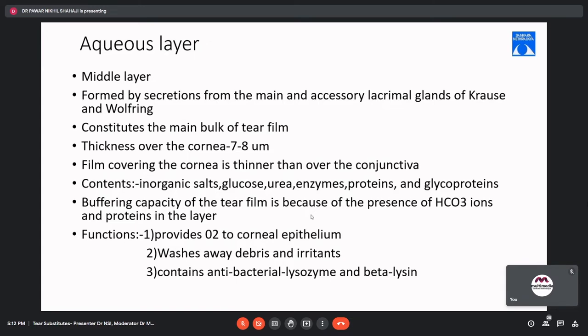Ma'am, they are in the fornices. Superior and inferior fornix. You have to say both the superior and the inferior fornix, don't just say fornix.